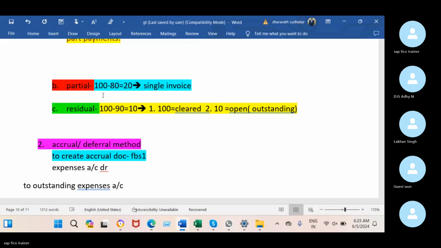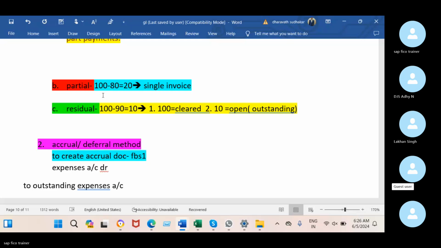Actually, how much you paid? 90. But the original invoice is getting closed. After the part payment, what is left? 10 rupees. It will be shown as open. Here, there will be two invoices. The original outstanding will be shown as cleared. After the part payment, the particular balance will be shown as open. Is it clear? Now, accrual deferral method.